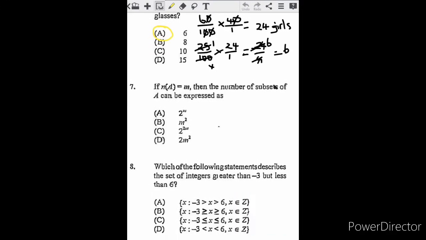Question 7. If n(A) is equal to m, then the number of subsets of A can be expressed as, we know subsets can be expressed as 2 to the power of n. And since n is equal to m, therefore our answer would be 2 to the power of m, which is A.